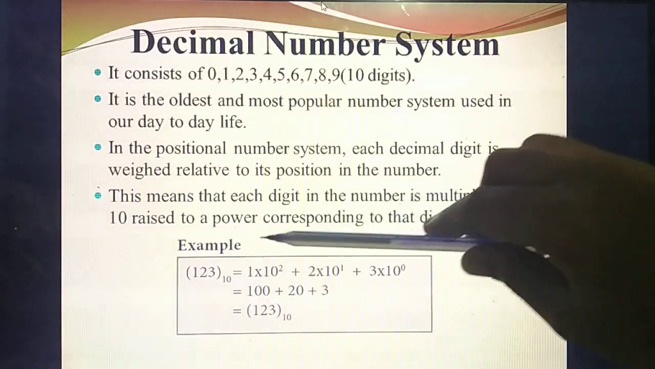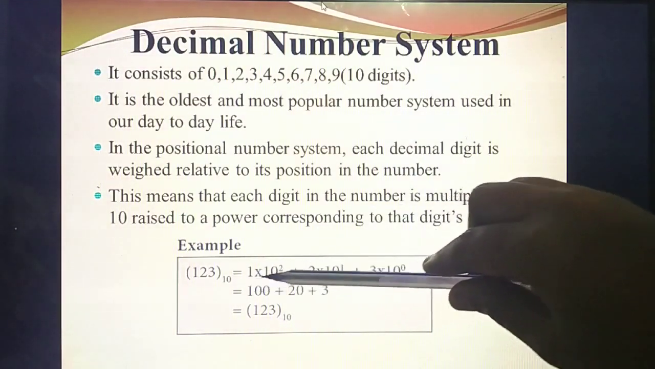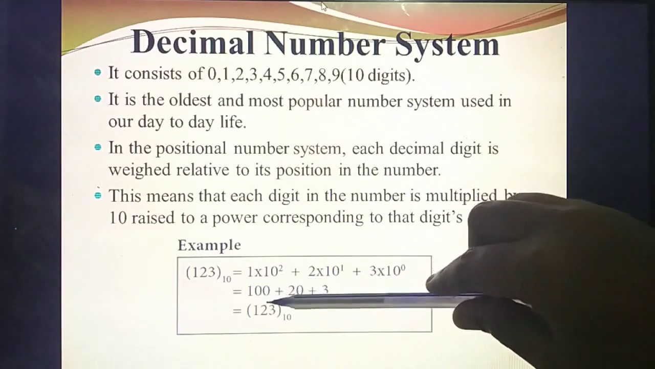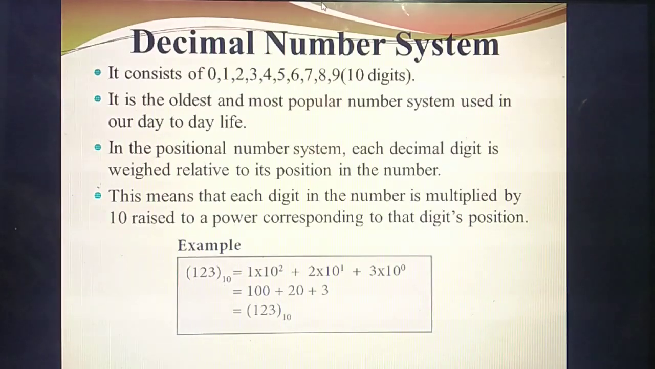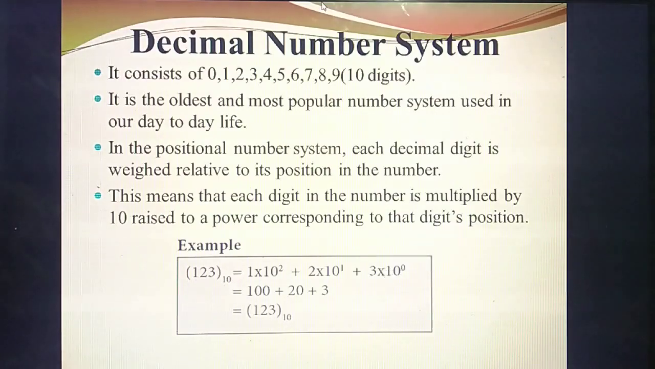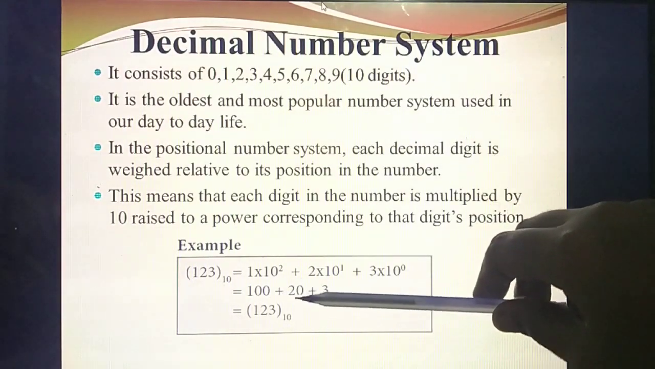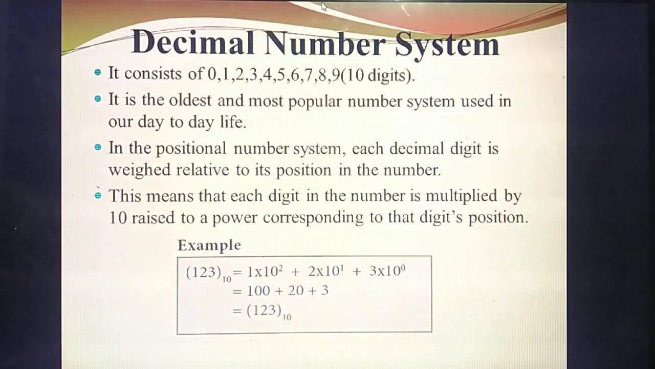Understand? Then multiply. 10 square means 100, so 1 into 100 is 100. Plus 2 into 10 to the power 1; the value of 10 to the power 1 is 10, so 2 into 10 is 20. Plus 3 into 10 to the power 0; the value of 10 to the power 0 is 1, so 3 into 1 is 3. Now add it: 100 plus 20 is 120, 120 plus 3 is 123. So the answer is 123. That is very, very important.